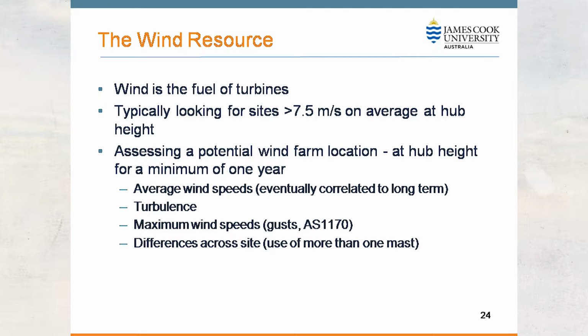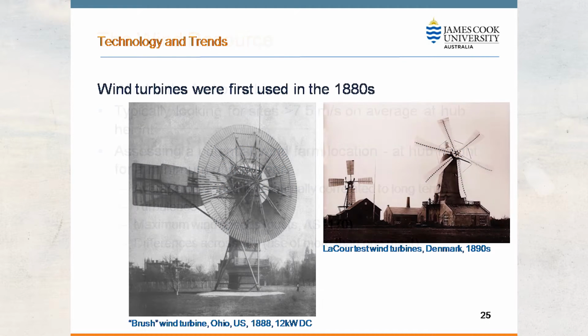So if, for example, one location has relatively low average wind speed, 6, 5, 7, it is probably not a good idea to install or develop a wind farm.